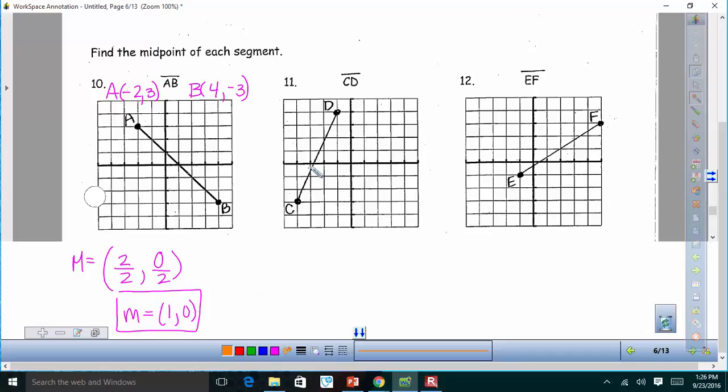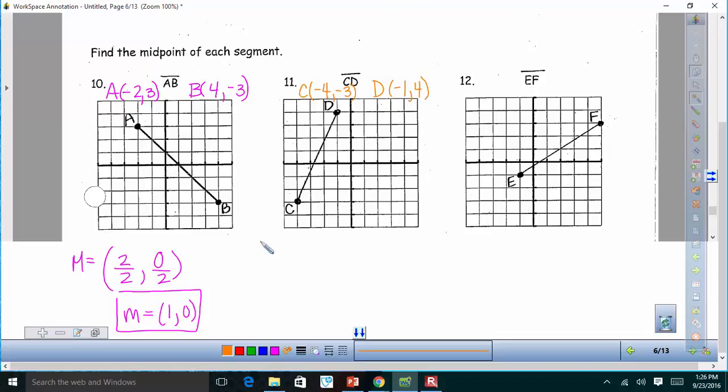So let's look at 11. On 11, before we could find the midpoint, we have to actually find the end points. So we're going to count off to get to C. So I'd have to go left 1, 2, 3, 4, and down 3. So it would be negative 4, negative 3. And then to find D, I'd go left 1, up 4. So that would be negative 1, 4.